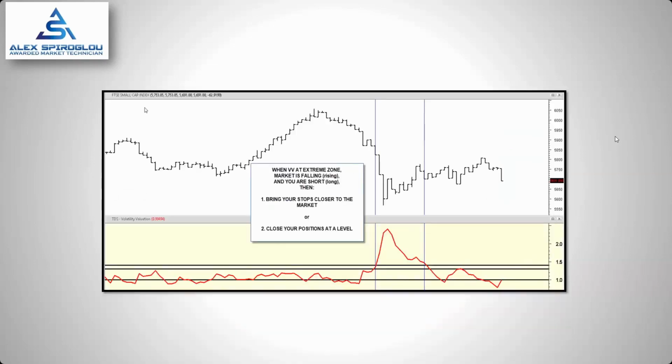And of course, you can use it as an exit filter. For example, when you're at the extreme zone, the market is falling, or rising, and you're short. Again, as I mentioned, you can bring the stops closer to the market or close your positions at this level. So it's monitoring volatility, and the volatility valuation indicator is extremely useful for many reasons, both if you're out of the market and looking to enter, or if you're in the market and looking to exit.